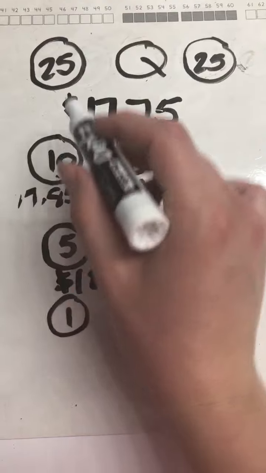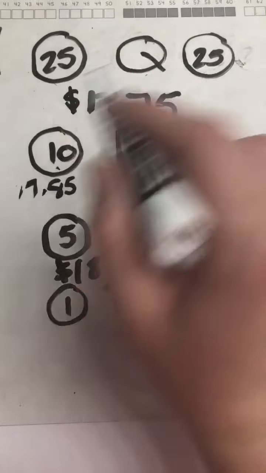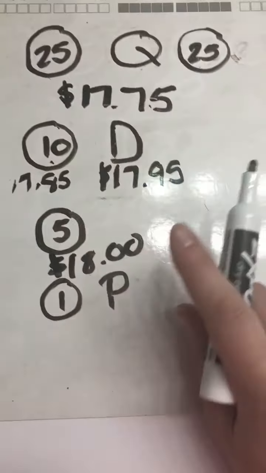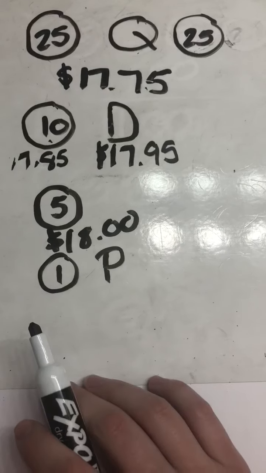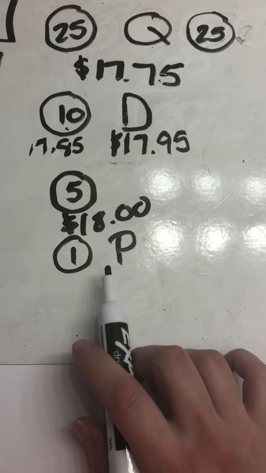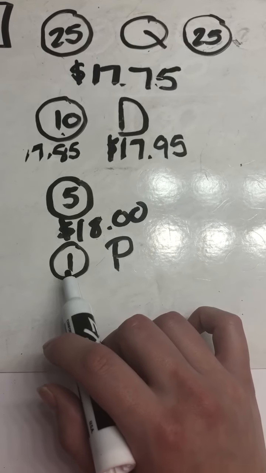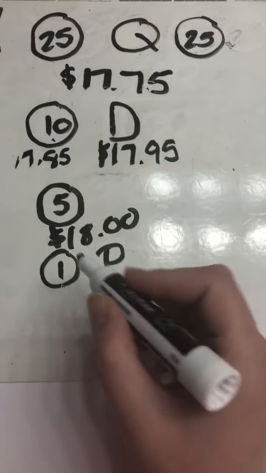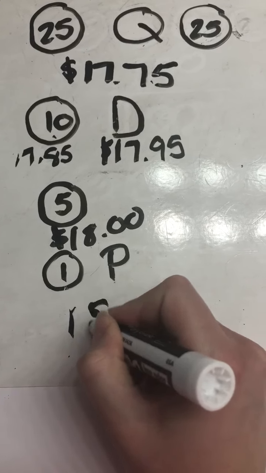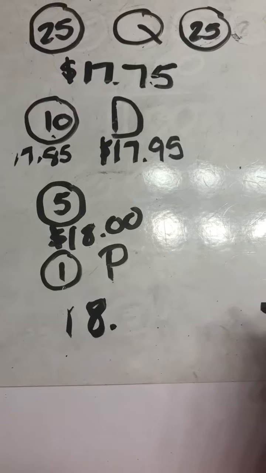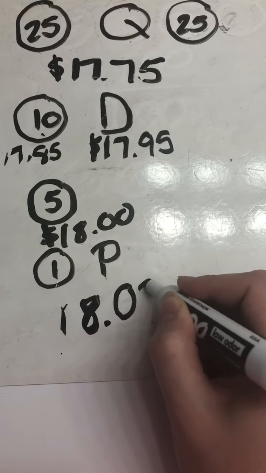Okay? So when we added all of our quarters, dimes, and nickels, it created another $1. So we are now at $18. We have 2 pennies. So $18.01, $18.02. And how would I write that? $18.02.